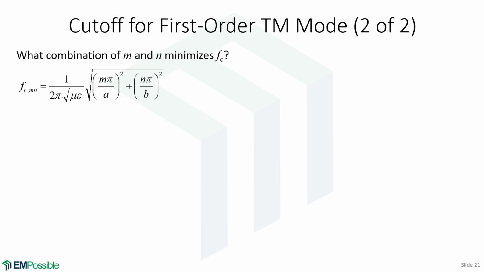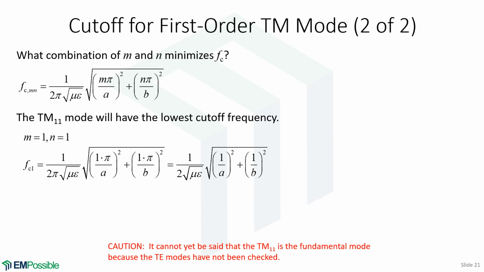So what combination of m and n does minimize fc? Let's give this a bit more thought. It turns out the TM11 is going to have the lowest cutoff frequency. And so if we plug in 1 for both m and n, here's our expression for the cutoff frequency for the TM modes. Now, we can't say that's totally the fundamental cutoff frequency for this waveguide, because that's only the cutoff frequency for the TM modes. We would have to look at the TE modes and figure out which of those two actually has the lowest cutoff frequency to figure out which is the fundamental mode.